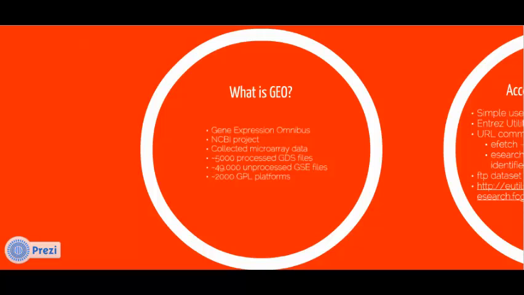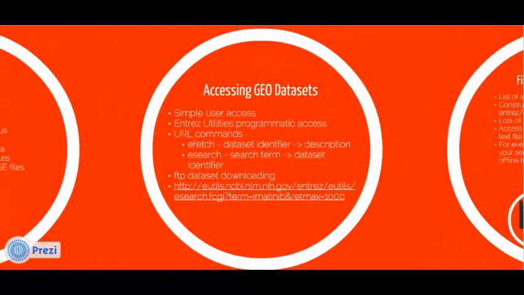And these are all spread out across 2,000 different types of platforms or microarray chips. There aren't actually 2,000. Many of them are just tiny variations on standard ones, and that's what brings the number up. So, just to start off, how do we access these GEO data sets?